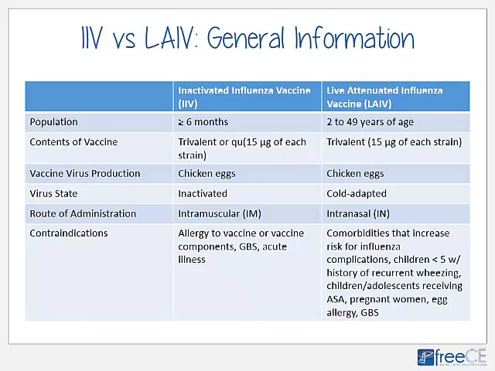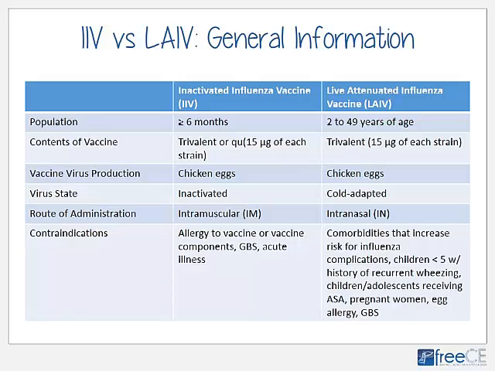I'd like now to get into talking about the inactivated influenza vaccine products compared to our live attenuated influenza vaccine products. So in general, comparing the two vaccine products, in terms of the population, the inactivated influenza vaccine products, either trivalent or quadrivalent, are indicated in those over the age of 6 months, whereas our live attenuated influenza vaccine product is only indicated for those between the ages of 2 and 49.